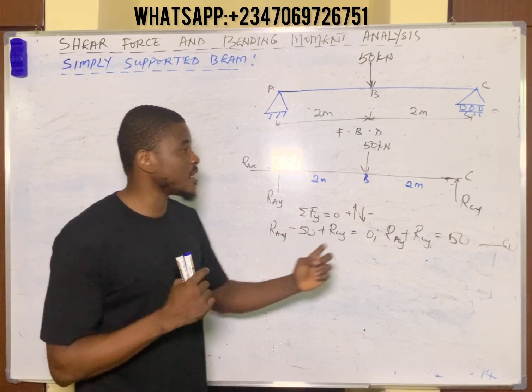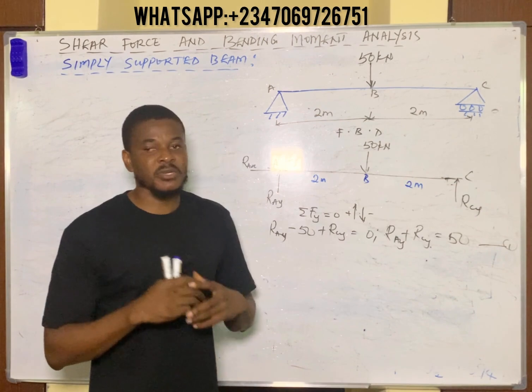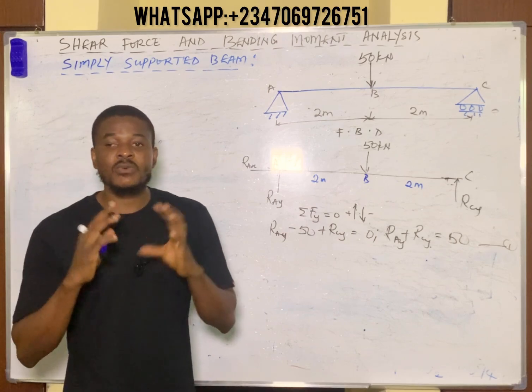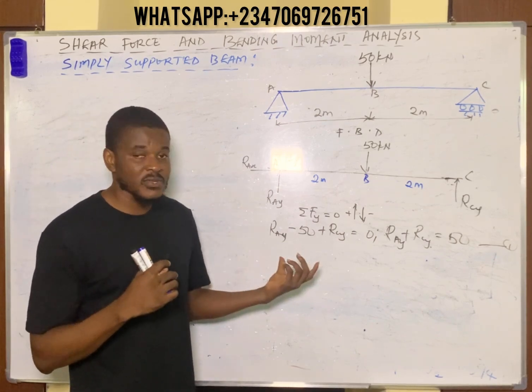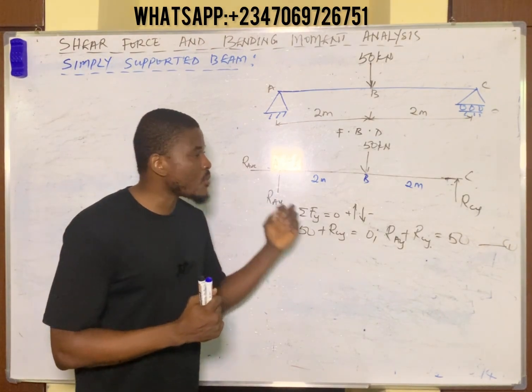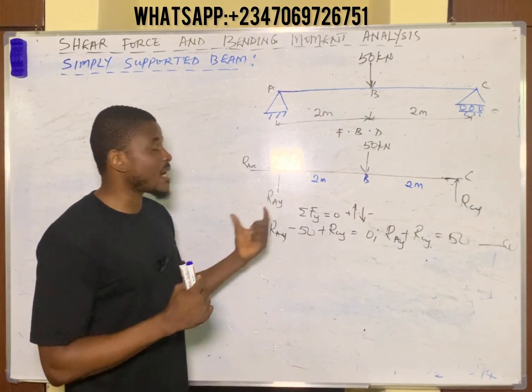The same thing happens if you take moment at point C. The moment of RC about that point becomes 0. So that's why I said in the explanation that you can use two ways to obtain these reactions. You can simply take the moment equilibrium equation. Taking moment at point A will give you RCY, and taking moment at point C gives you RAY.